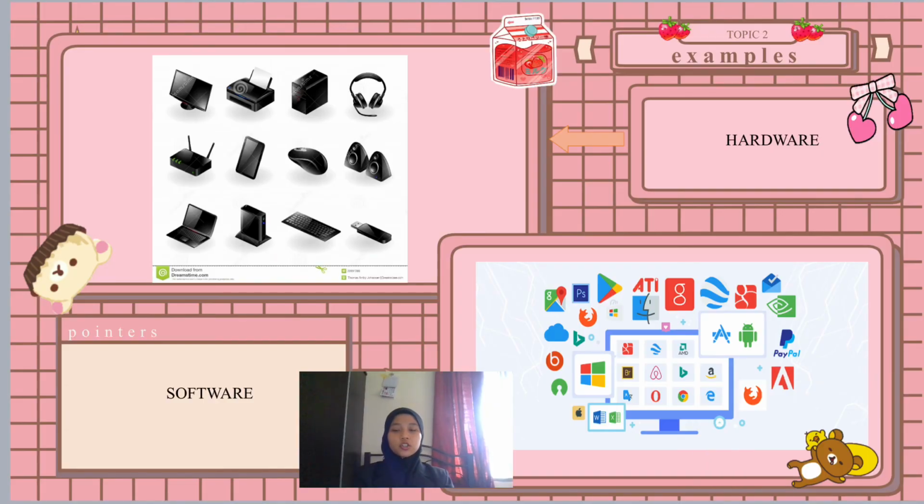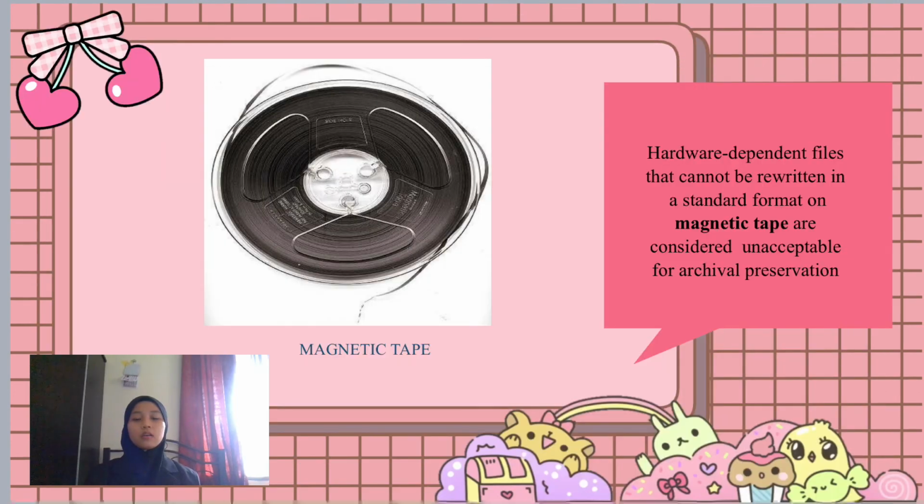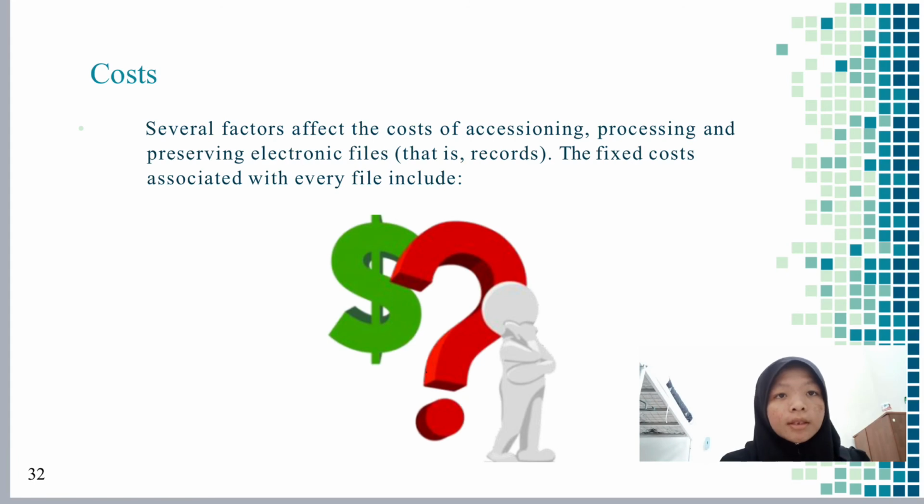Ini adalah contoh di antara hardware dan software, beza hardware dan software. Hardware adalah merupakan barang fizikal yang kita boleh gunakan. Software adalah sesuatu sistem yang terdapat dalam komputer. Ini merupakan gambar magnetic tape yang biasa digunakan di archival institution, tapi ia tidak relevan untuk digunakan pada masa kini di archival institution. And then the next of criteria appraisal of electronic record keeping is cost.